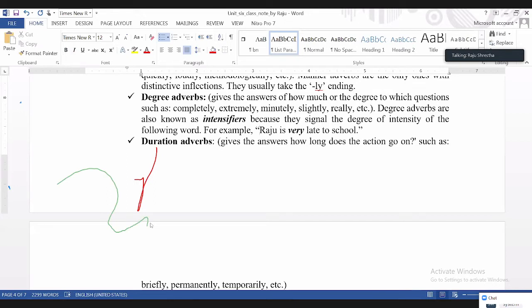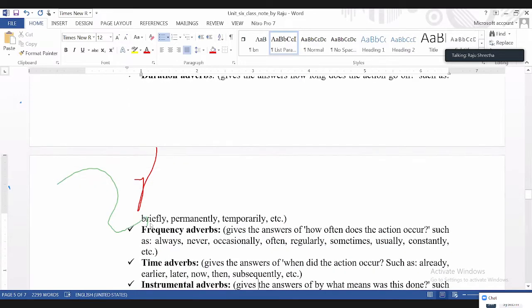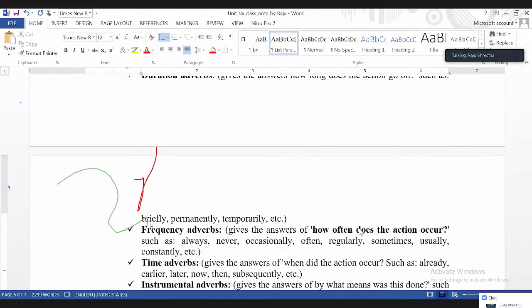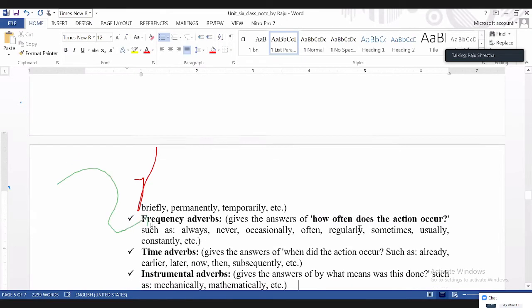They add some degree or importance, significance. Duration adverbs: how long, briefly, permanently, temporarily, like this. Frequency: sometimes, always, never, occasionally, often, regularly, usually, constantly. How often does the action occur? Sometimes, so this is an adverb. Regularly, never, always, sometimes, occasionally. This is what frequency answers.